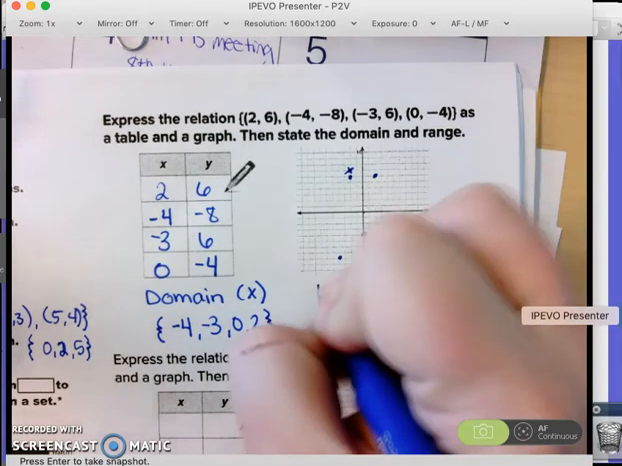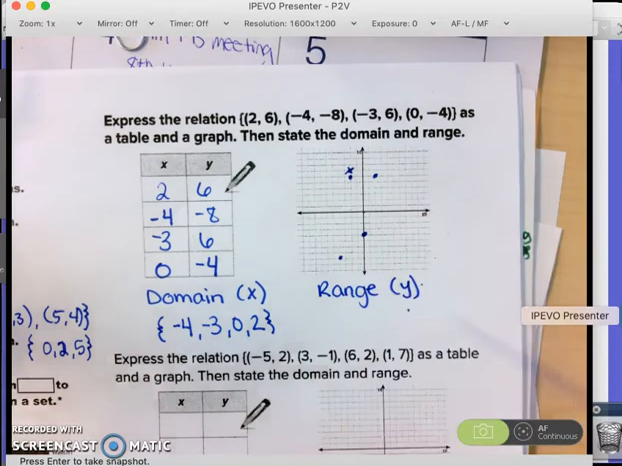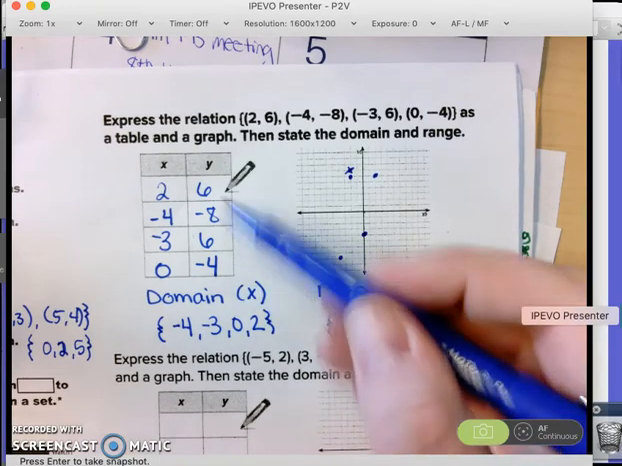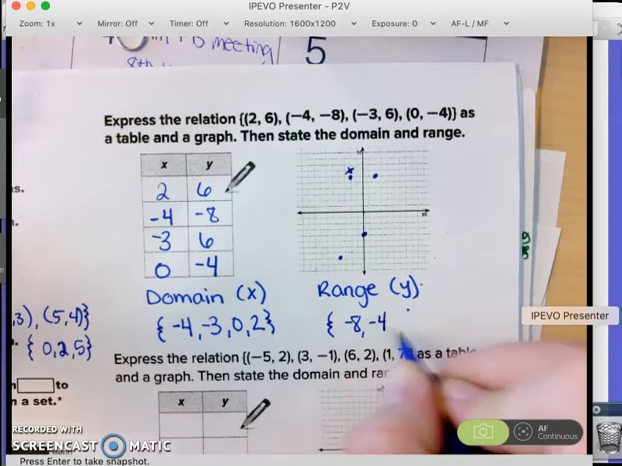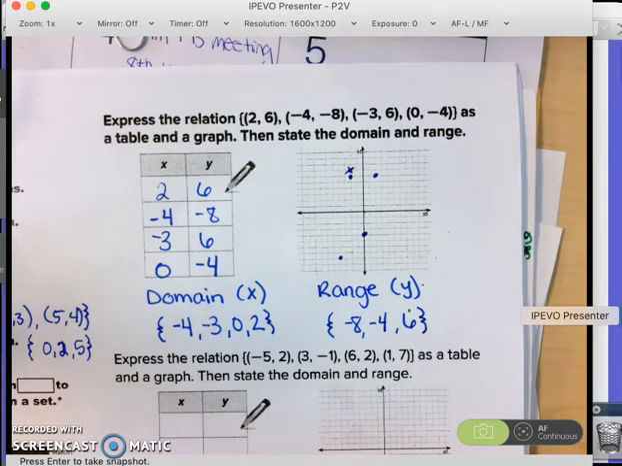Then don't forget to write your range. And again, your range is going to be all your y's. So in braces, the smallest number in my y's would be -8, -4, 6. And do I want to rewrite that other 6? No. I don't want to repeat that.